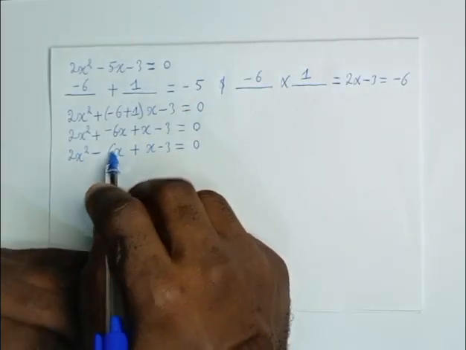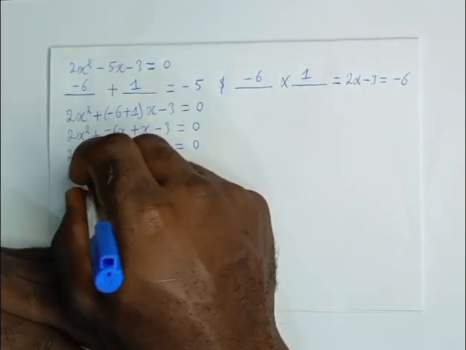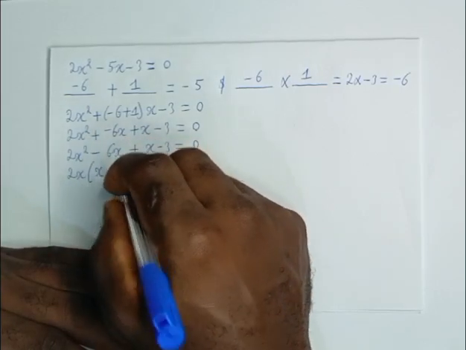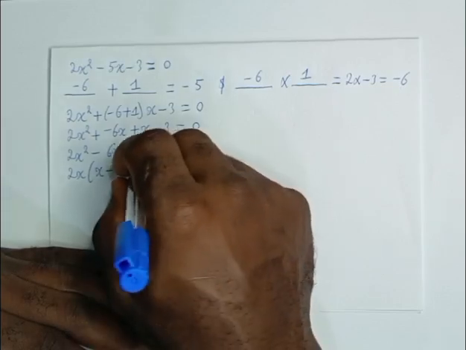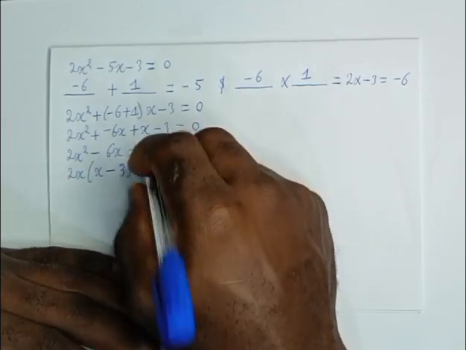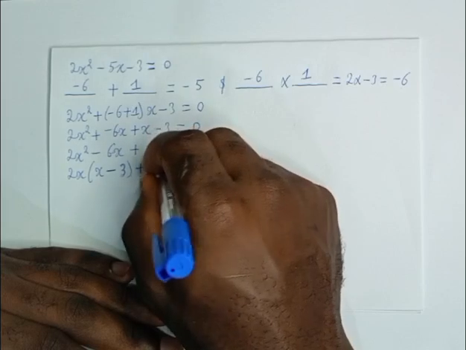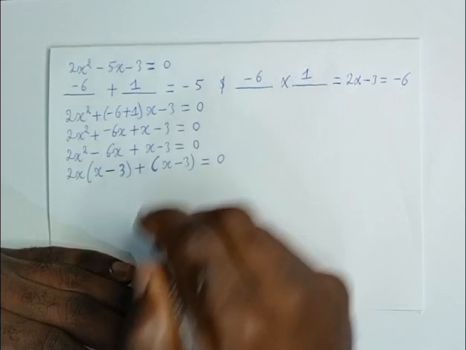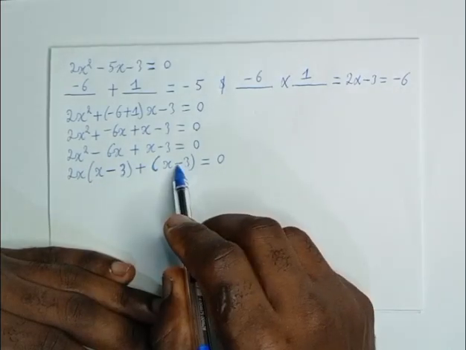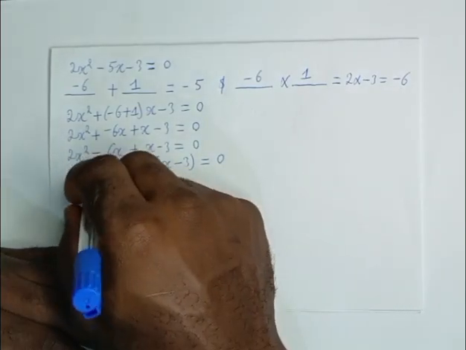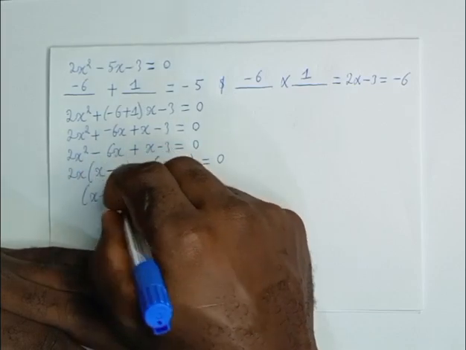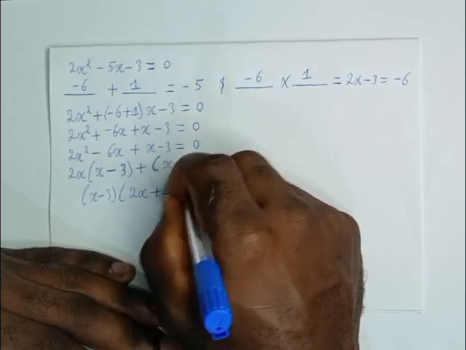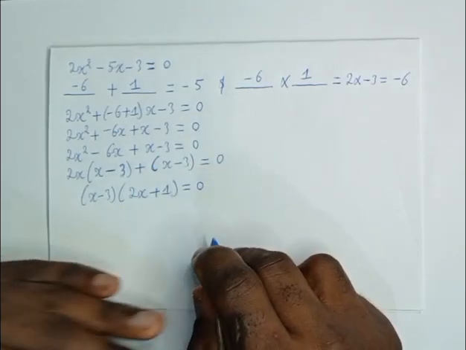For the first two terms, we are going to factor out 2x. 2x times x gives us 2x squared. 2x times negative 3 gives us negative 6x. Plus, for the next two terms, we are going to factor out 1. 1 times x gives x. 1 times negative 3 gives negative 3 is equal to 0. We have two terms where x minus 3 is common. We are going to factor: x minus 3 times 2x plus 1 is equal to 0.